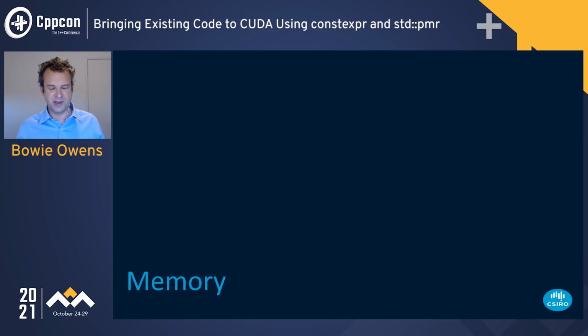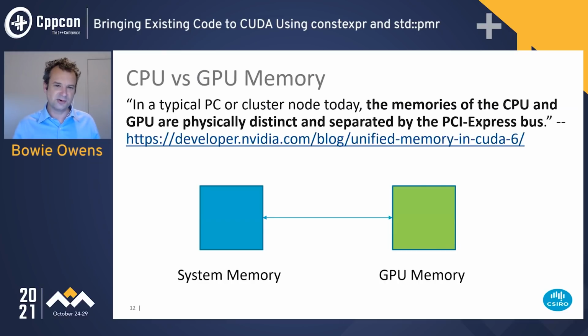Okay, so memory. Let's start with, why is there a challenge with memory at all? Taken from the Nvidia website, it notes that the memories of the CPU and GPU are physically distinct and separated by a PCI bus. So the GPU cannot directly access the system memory, nor can the CPU directly access the GPU memory. So we have this physical separation. We saw the solution earlier in the simple example, which is using unified memory.